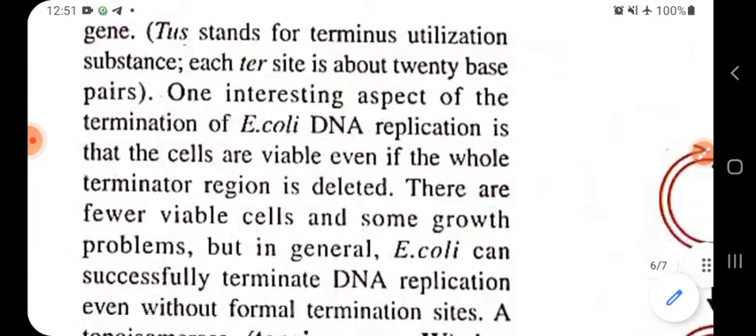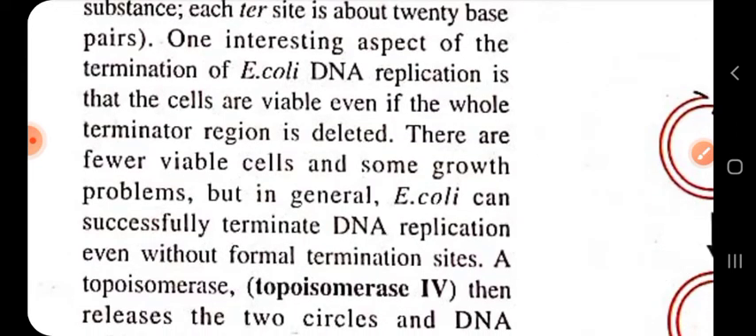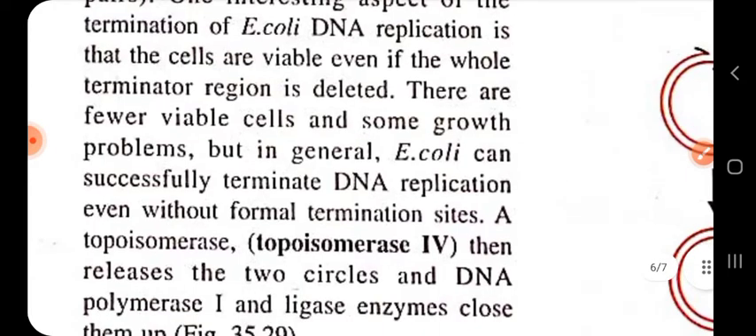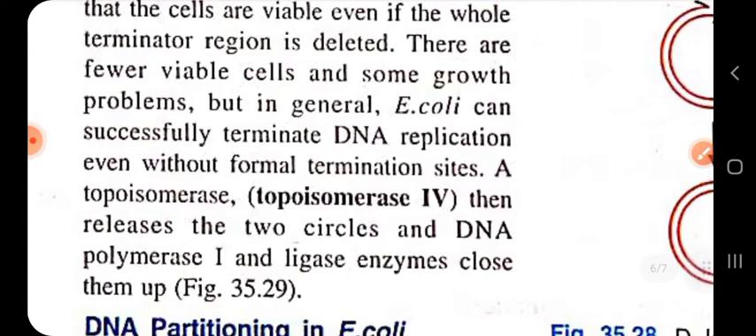There are fewer viable cells and some growth problems, but in general, E. coli can successfully terminate DNA replication even without the formal termination sites. So, without termination sites, we can still achieve the termination process in prokaryotes. Now, these terminator sites will be further utilized by the TUS protein, terminus utilization substance, and also by DNA topoisomerase, which here is topoisomerase 4. Then it releases the two circles, and DNA polymerase 1 and ligase enzyme close them up.